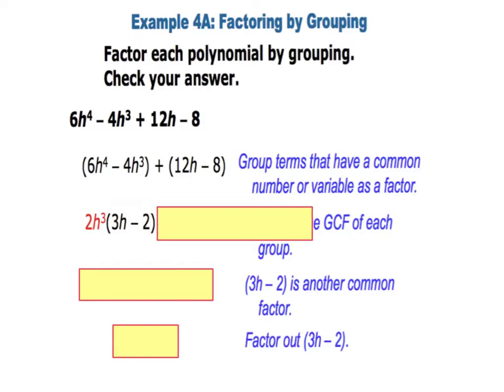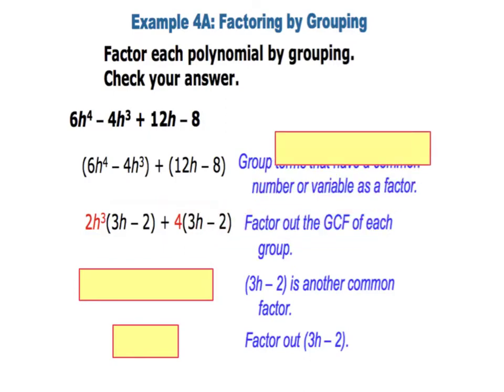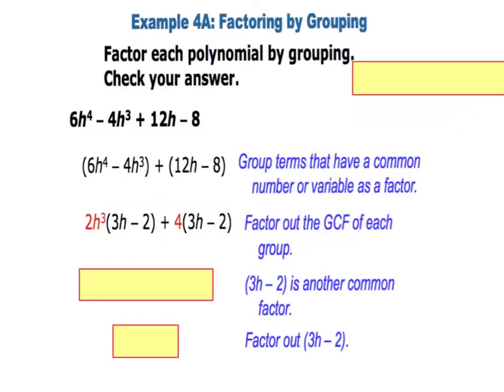Now, let's look at these next two. What comes out of here and here? Well, I can factor out a 4, it looks like. And if I factor a 4 out, then what's left? Well, a 3h minus 2. Now, this is what I want you to see. See this here? See this here? Those are common binomial factors now. We have factored by grouping in such a way that I now have common binomial factors. Now I can factor out that common binomial factor.